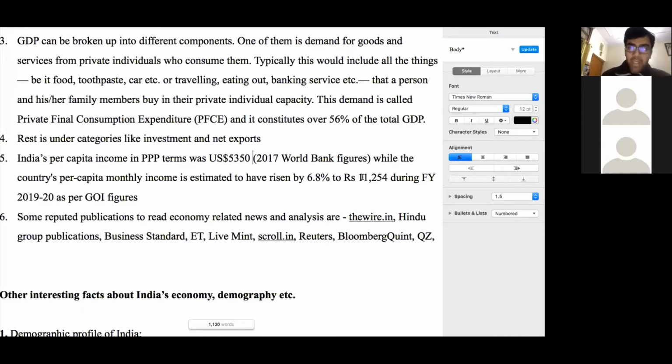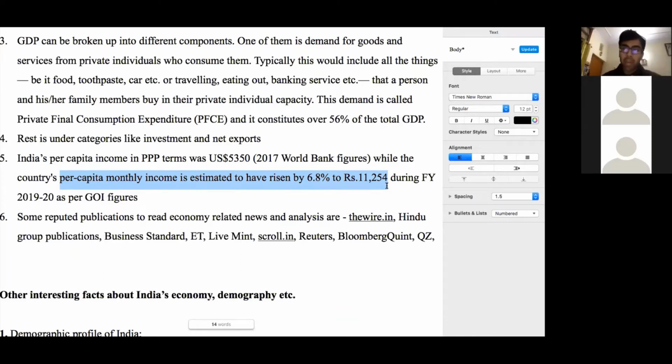So in rupees terms, this is a clearer figure, because of course there can always be confusion related to the US dollar figure. But the country's per capita monthly income is estimated to have risen by 6.8% to rupees 11,254 per month during the financial year 2019-2020. That is in FY20. In financial year 2020, India's per capita monthly income, this is a monthly figure.